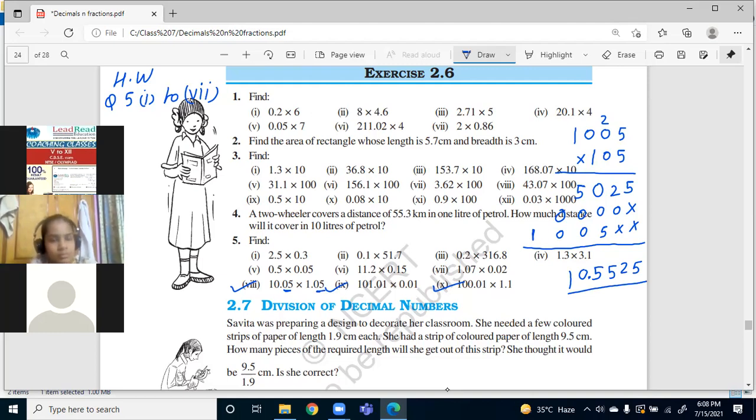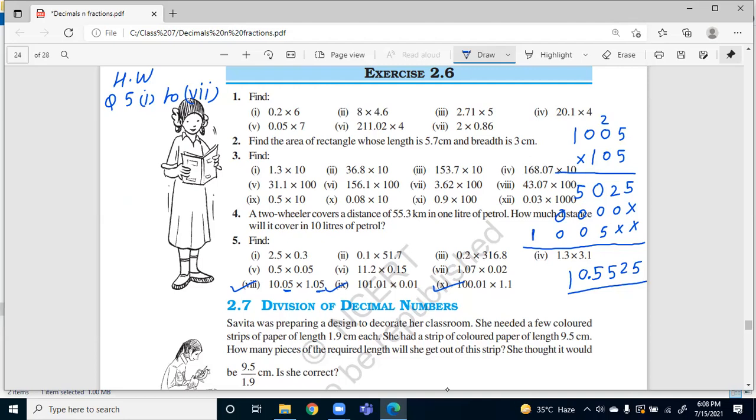Done? Okay, I am asking Rakshita. Rakshita, have you followed the 8th part? Ma'am, I have done the ninth part also. Ma'am, is the answer 0.0101? Just a minute.